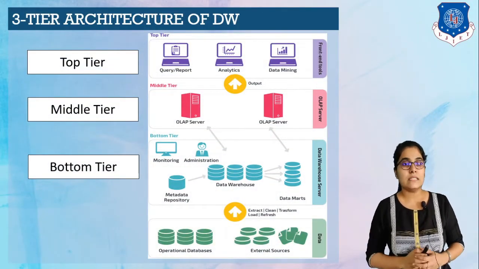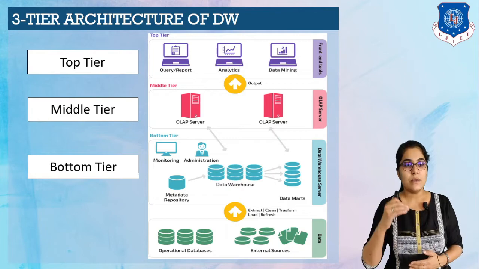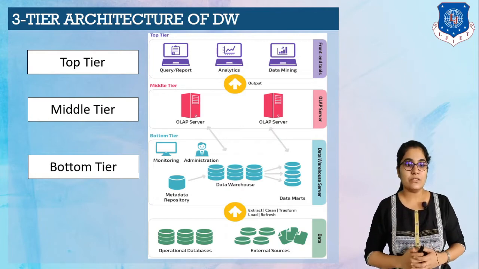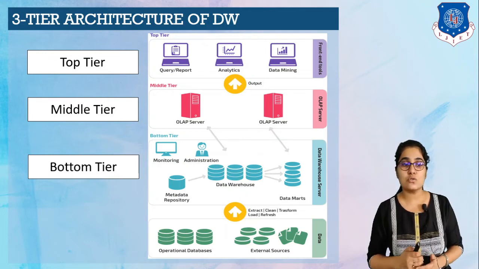The figure depicts three-tier architecture of data warehouse, which contains three different layers, that is bottom level, middle level and top level. Starting with the bottom tier, it is a warehouse database server that is almost always a relational database system. Backend tools and utilities are used to feed data into the bottom tier from operational databases or other external sources. These tools and utilities perform data extraction, cleaning and transformation as well as load and refresh function to update the data warehouse.